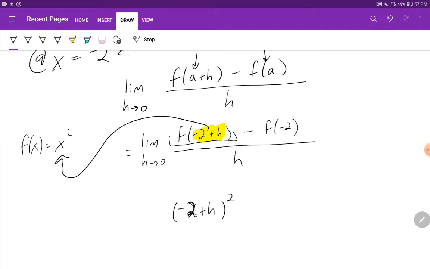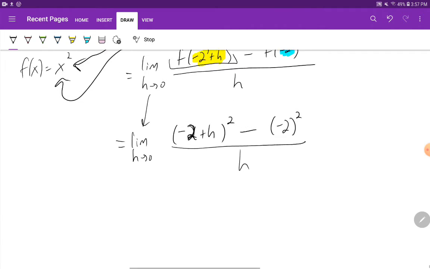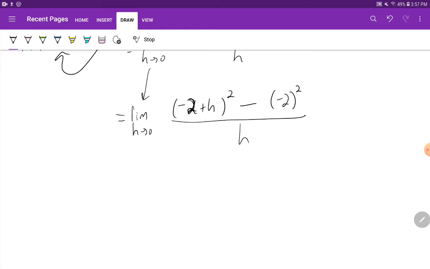To square the input. Minus, now I'm going to plug -2 into my function. What do I get? Well, that's just negative 2 quantity squared, all over h, and can't forget the limit. All right, so we just simplify this thing. Something should simplify down. There should be a part where the h's cancel out, and you should be able to get a numerical answer for this. So I go limit as h goes to 0.